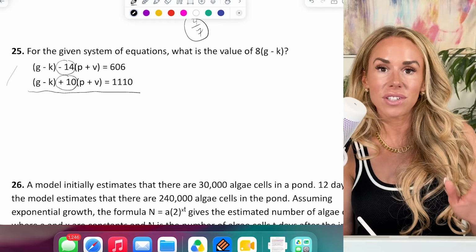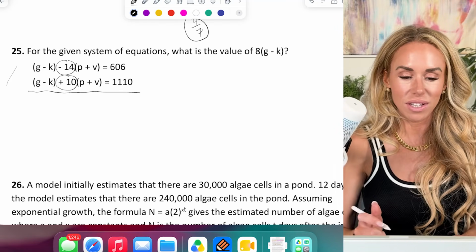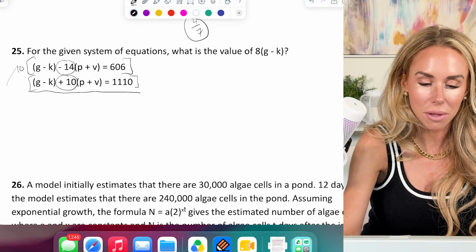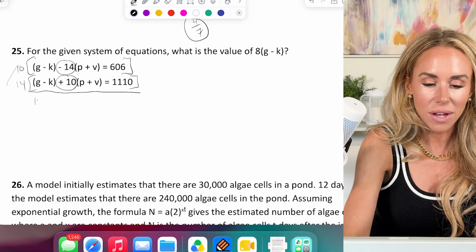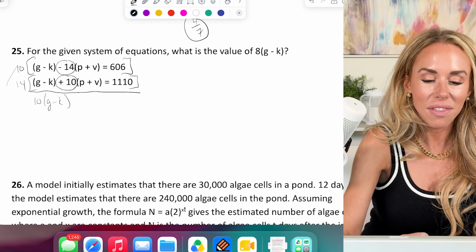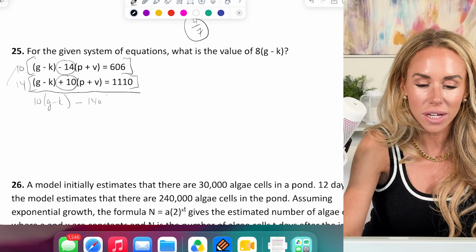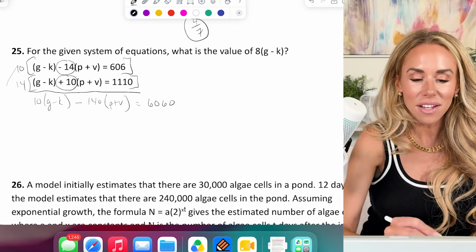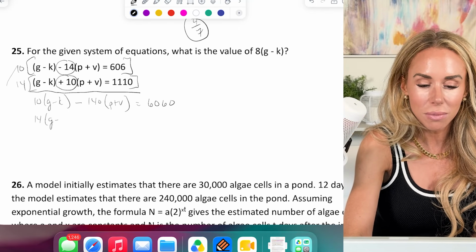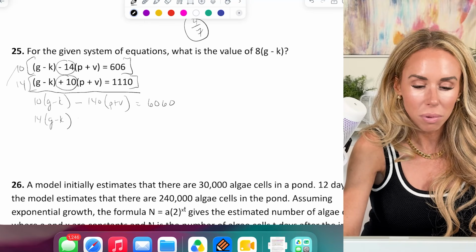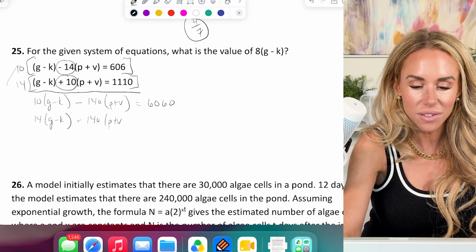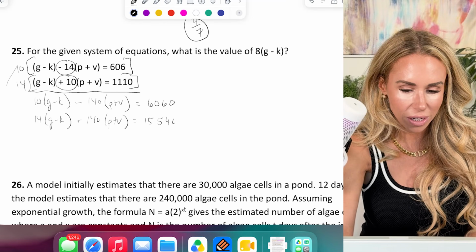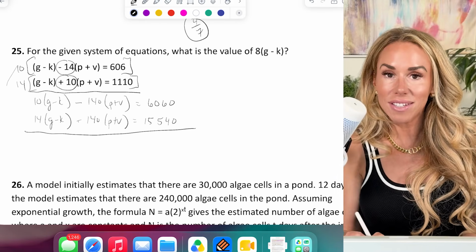So the first thing I want to do is use the elimination method to get rid of the p plus v's. So I'm going to multiply the top line by 10, and I'm going to multiply the bottom line by 14. So I'll have 10 times g minus k, and that's going to also give me a negative 140 p plus v, and that's going to equal 6,060. And then on the second line, I'm going to have 14 g minus k's, and then plus 140 p plus v's, and that's going to equal 15,540. Okay, now we can go and add the lines together.